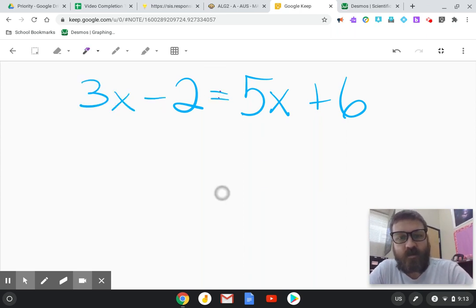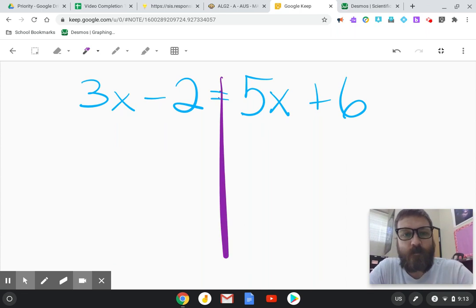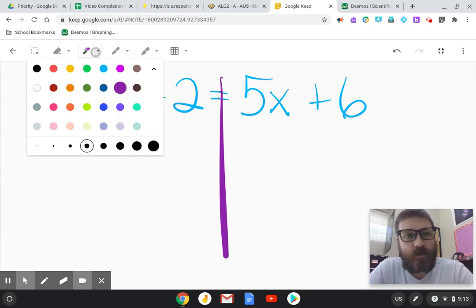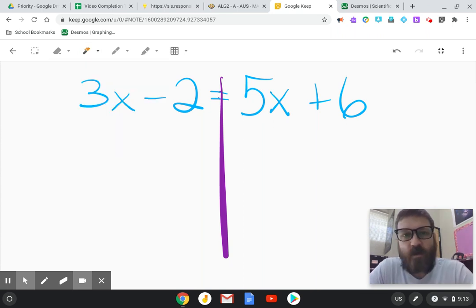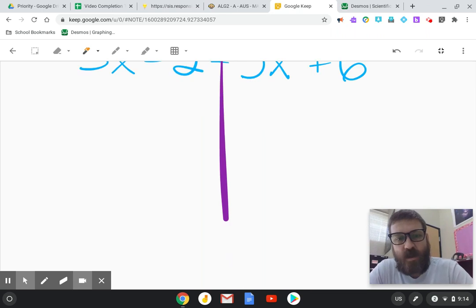We imagine that there's a division of this problem there. And anything I do to one side of the equation, I have to do to the other side, because the equal sign, if you remember, tells us that these two things are equal. 3x minus 2 is equal to 5x plus 6. So if I want to do anything, I have to do it to both sides so that the equation remains what we call balanced.